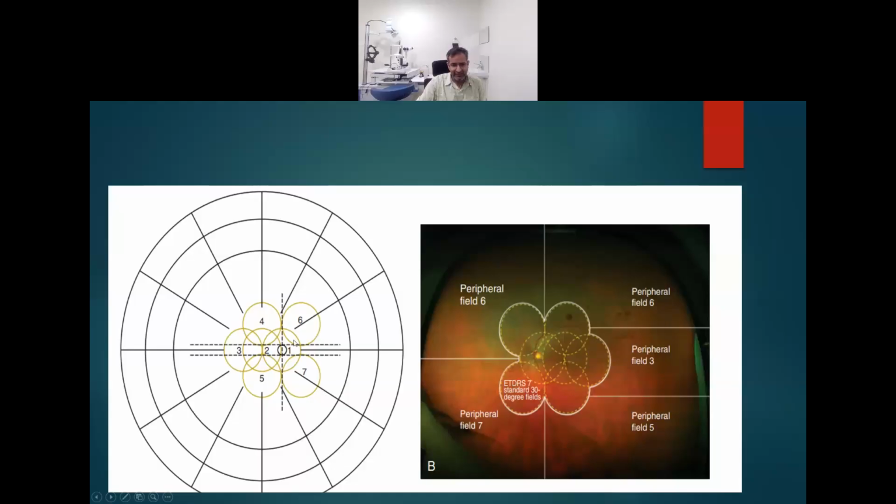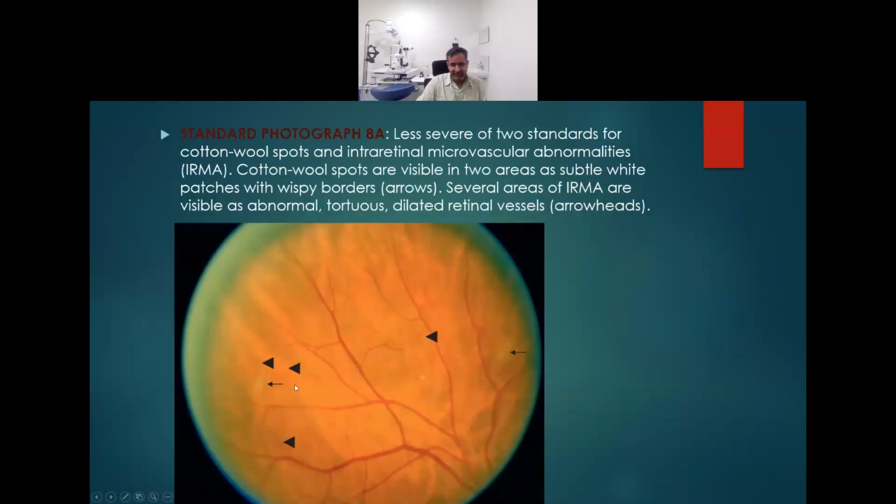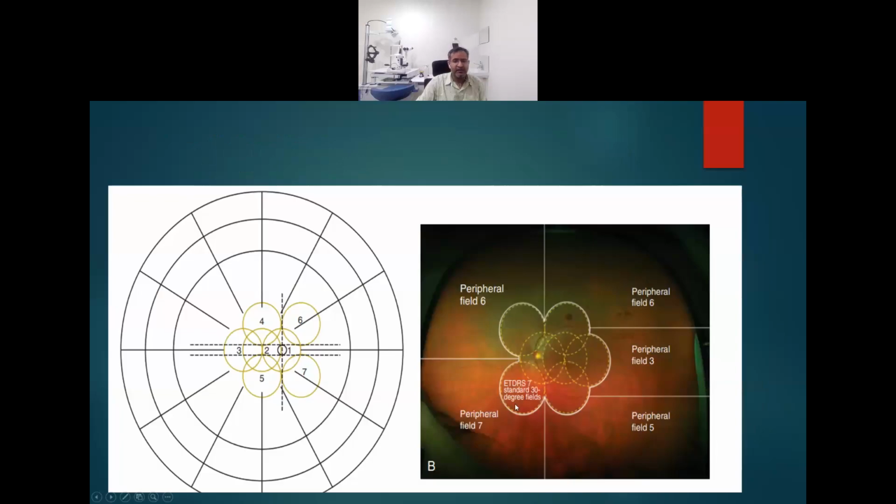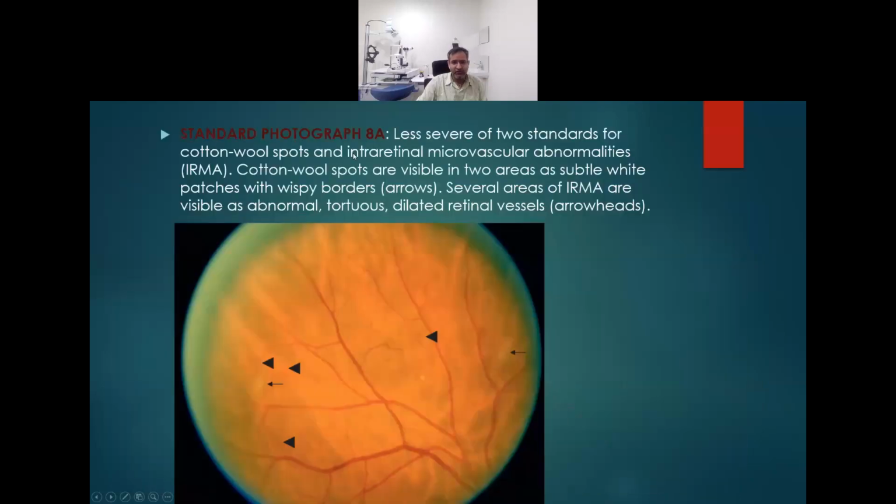And the ETDRS standard grade is centered on the macula, and it is based on standard 30 degree fields. This you can see is standard photograph 8A, in which the arrow shows a subtle white patch with a wispy border, a cotton wool spot. And you can see the arrowhead, where several areas of IRMA are visible as abnormal, tortuous, dilated retinal vessels, and they connect from one vessel to the other vessel.